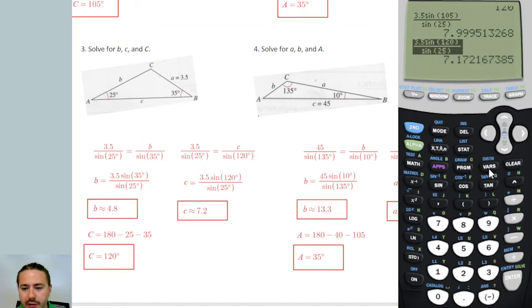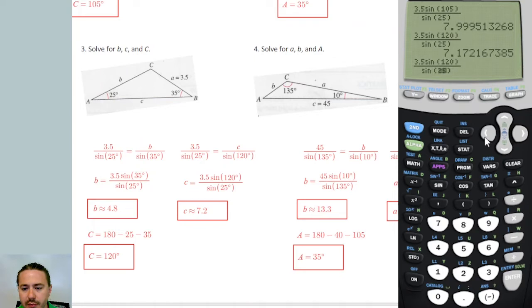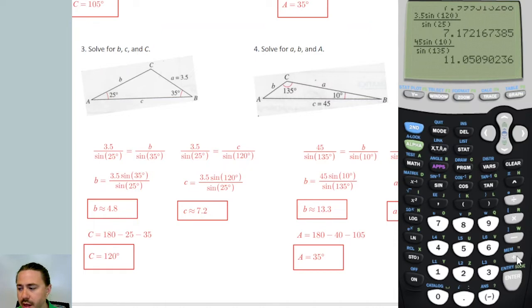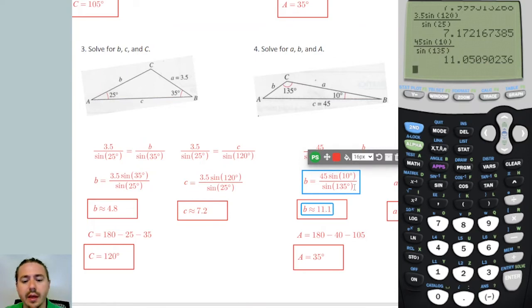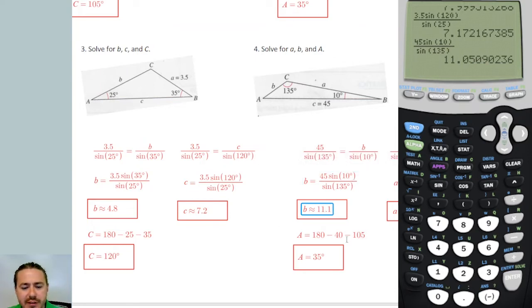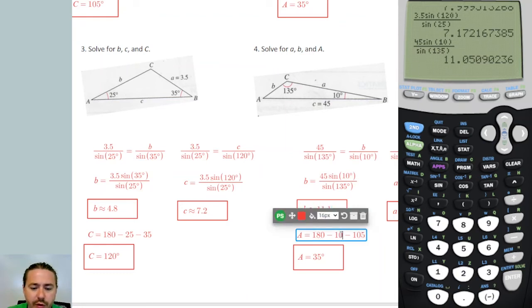We'll type that in. So 45 times the sine of 10 over the sine of 135. 11.1? Yeah, 11.1. To find the last missing angle, which in this case is angle A, we're going to do 180 minus 10 minus 135.